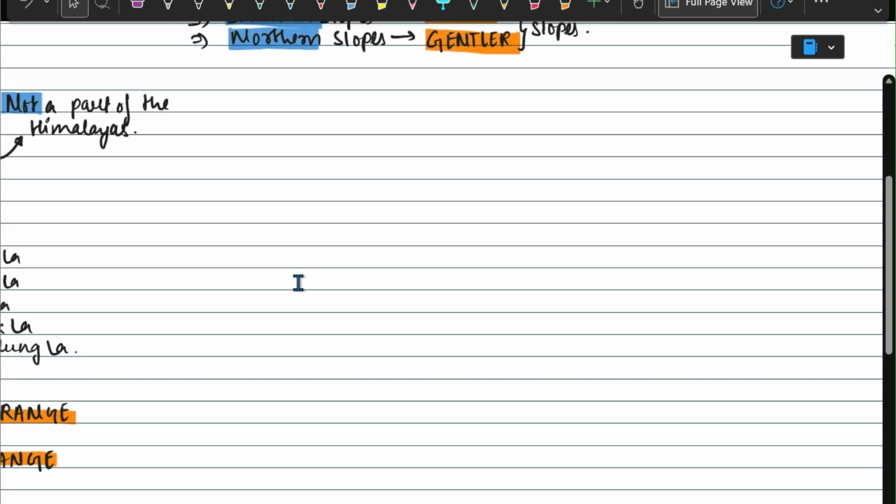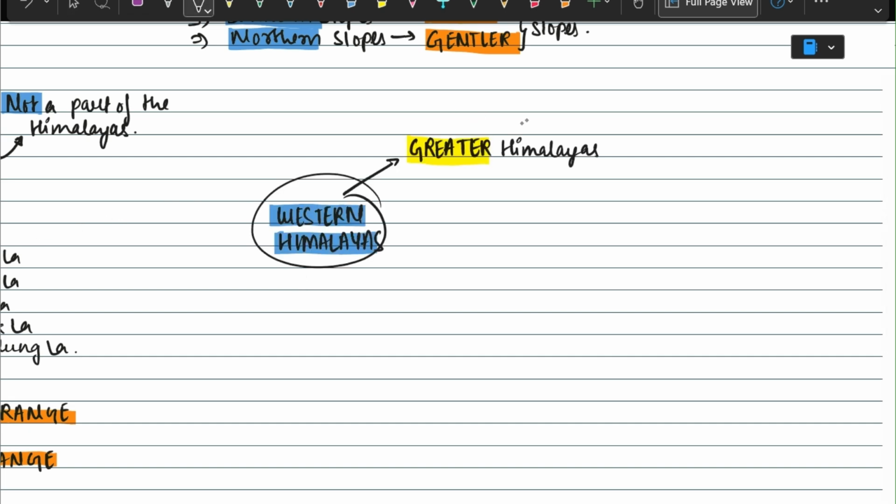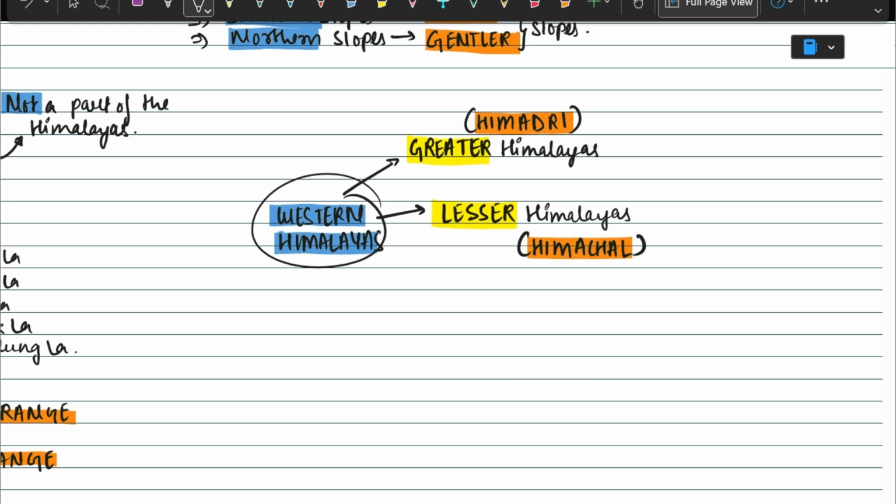Now let's understand the altitude-wise, that is the vertical classification of the Himalayas from south to north. The mountain system is divided into three main ranges. The first is the Greater Himalayas, also known as the Himadri. Then we have the Lesser Himalayas, which are also known as the Himachal. And at the last, we have the Outer Himalayas, which are also known as the Shivaliks.